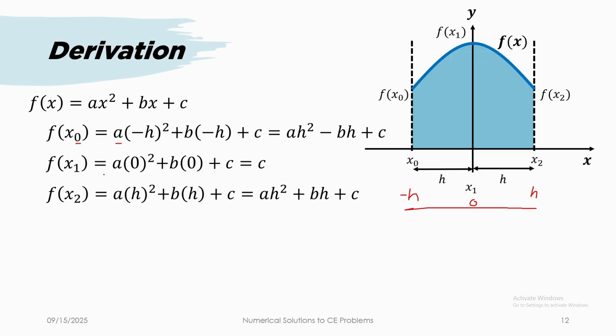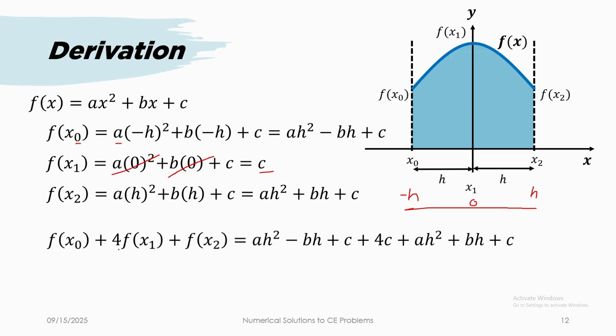For x sub 1, those with x's would just cancel out since they're just 0. That would leave us with just c. For f of x sub 2, that is ah squared plus bh plus c. Similarly, we could add these function evaluations, say f of x naught plus 4 times f of x sub 1 plus f of x sub 2. That would lead us to ah squared minus bh plus c, plus 4 times f of x sub 1, so c, then f of x sub 2, ah squared plus bh plus c.